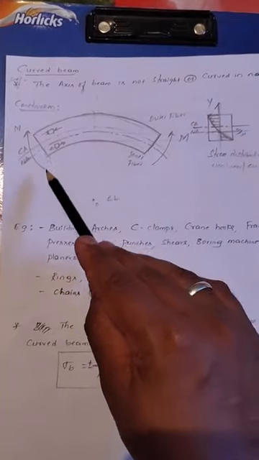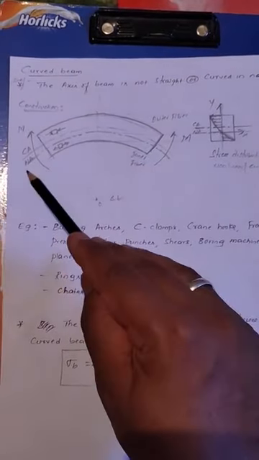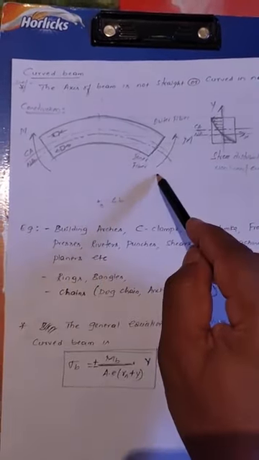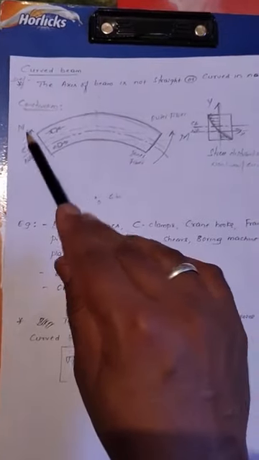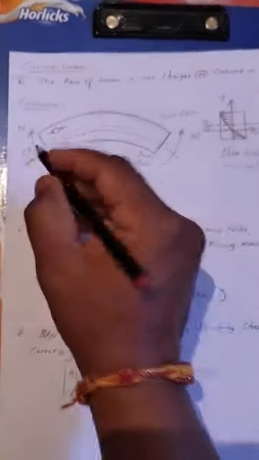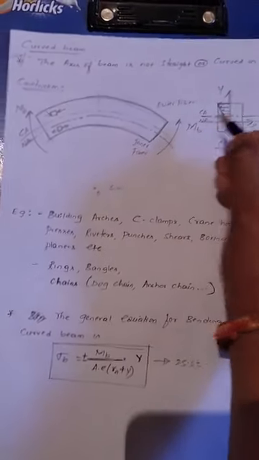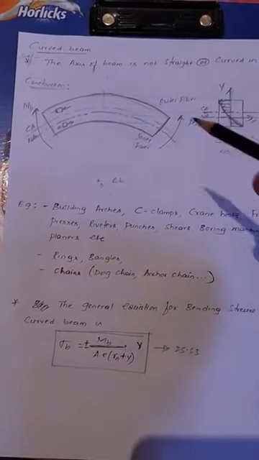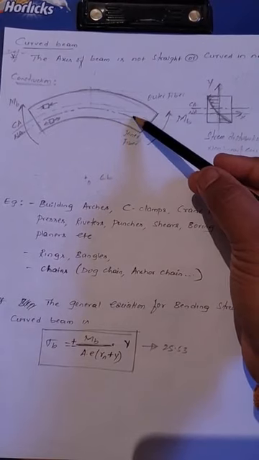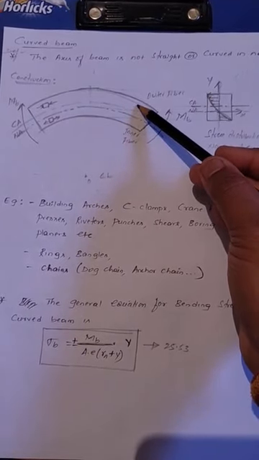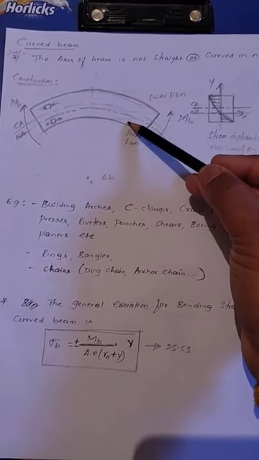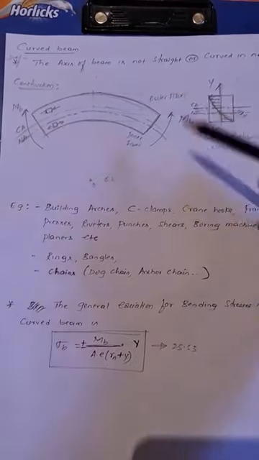Now, this is the construction of a curved beam. When it is subject to an external bending moment, what happens? Above the neutral axis, the fiber undergoes compression. Below the neutral axis, the fiber undergoes tension.